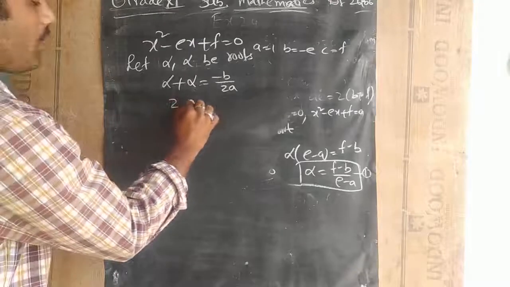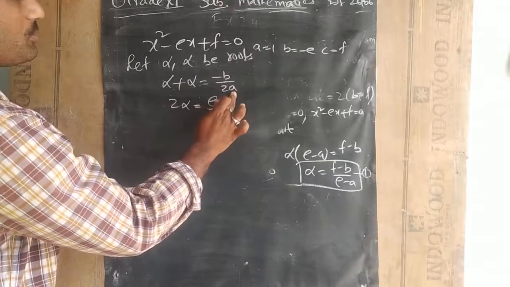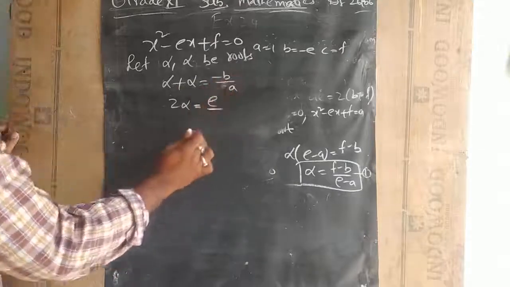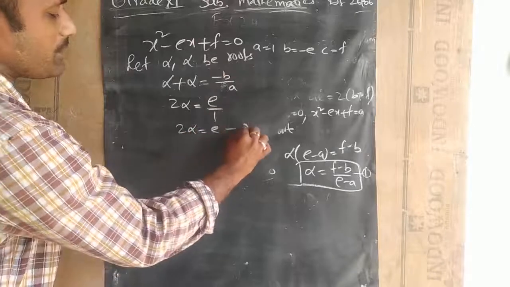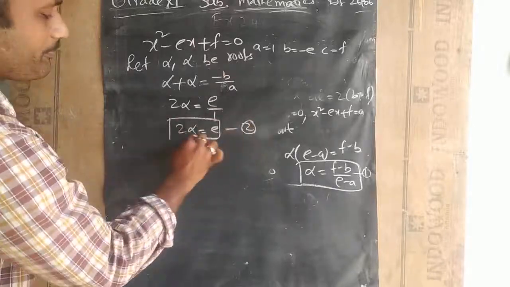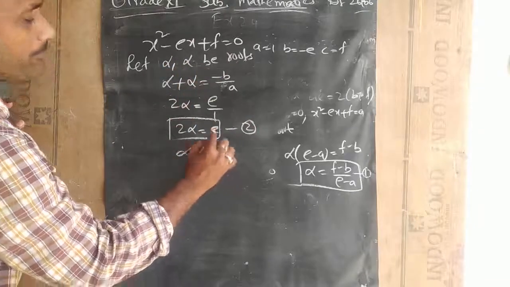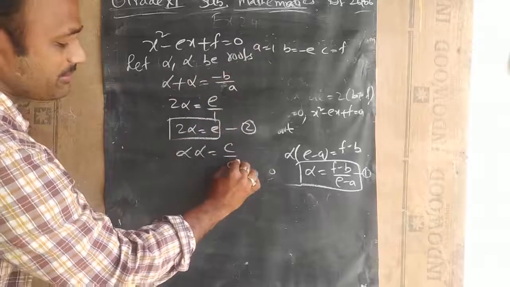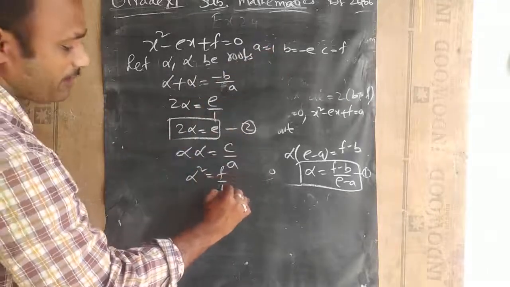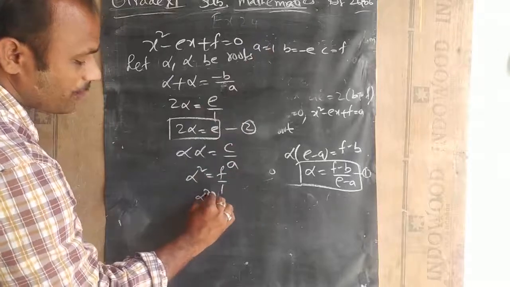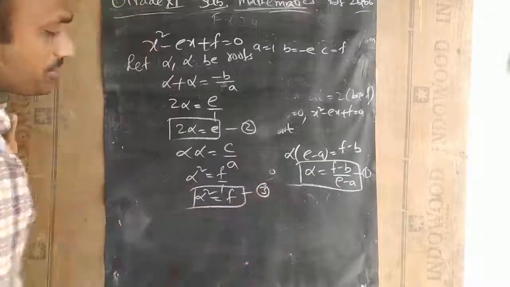So 2 alpha is equal to minus b, that is e by... minus b by a, not 2a, minus b by a. A value is 1. So 2 alpha is equal to e. Mark this as second equation. If I do the product of the zeros for this, alpha into alpha, the formula is c by a. So alpha square is equal to, c value is how much there? f by 1. That is, alpha square is equal to f. Mark this as third equation.